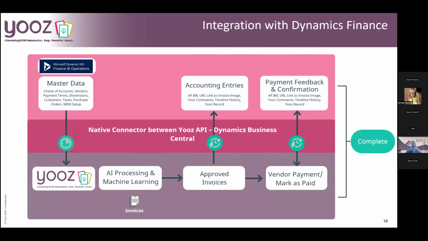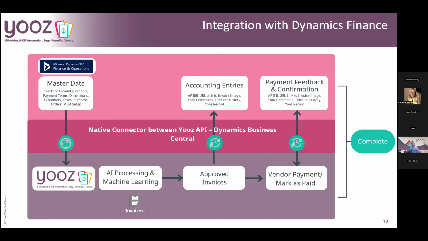When it comes to our integration with Dynamics Finance, it is a native API integration that we do have. So what we do is we connect to one of your users, and then we can automatically sync all of your master data. This can be every 15 minutes if you want, hourly, daily. You are able to set up that frequency there of your different chart of accounts, your vendors, your payment terms, all of your dimensions, customers, your tax codes, and then your purchase orders. So those can sync into the back end of Yooz every 15 minutes.